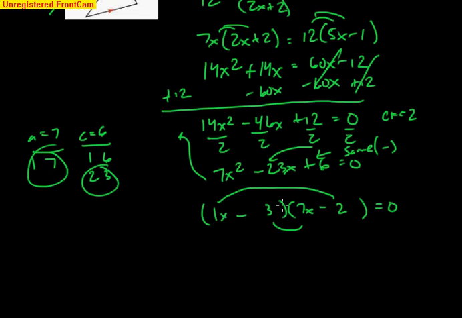Let me check that real fast. Alright, if I were to FOIL it back out, I would get 7x squared minus 2x minus 21x plus 6. 7x squared minus 23x plus 6. Notice I get what I started with right here. So these are the correct factors.